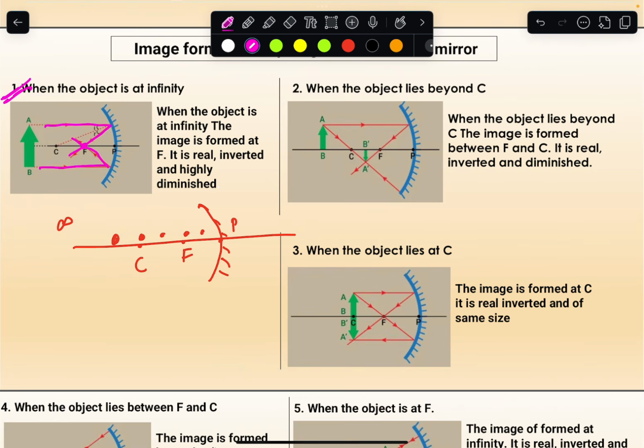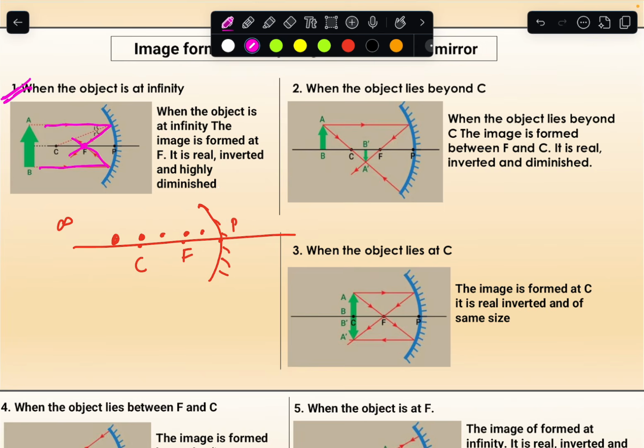So now what can we comment about the image? Real intersection is happening, which means a real image. But a point size image, and always remember, a real image is always an inverted image. And what about position? Position is at focus.